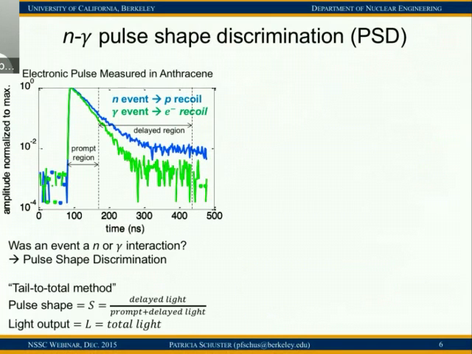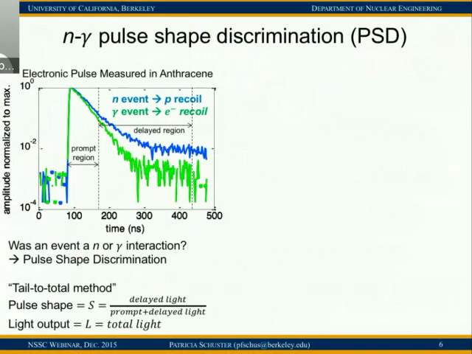And a simple method is called the tail to total method. In this, you calculate two things. The first is the pulse shape, which is the fraction of light in the delayed region of the pulse. So for neutrons, that pulse shape will be higher. And then the total light output, which is an integral across the whole pulse, and that's basically your energy measurement.